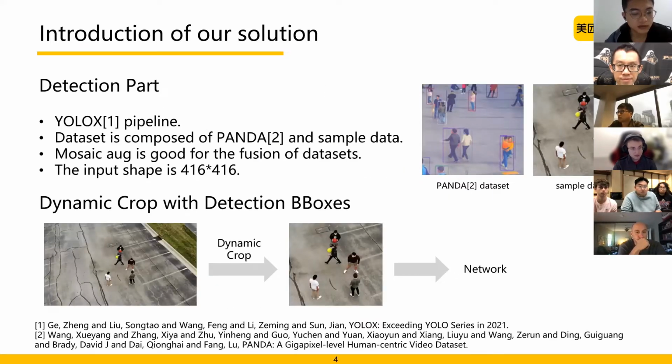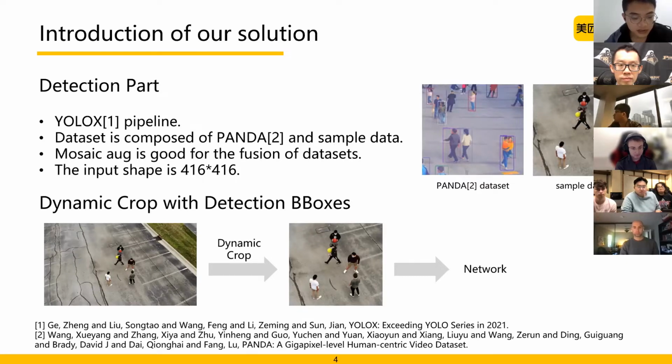This is our detection part. We use YOLOX as our pipeline, and the training dataset is composed of the PANDA dataset and sample data. There is no ball in the PANDA dataset, so mosaic augmentation is good for the fusion of the datasets. The input shape is 416.